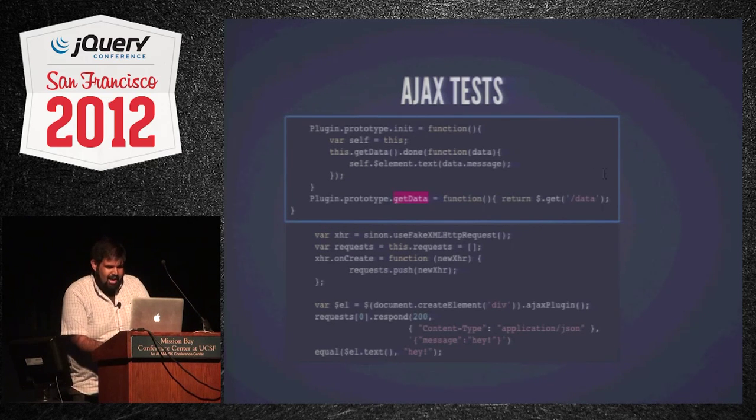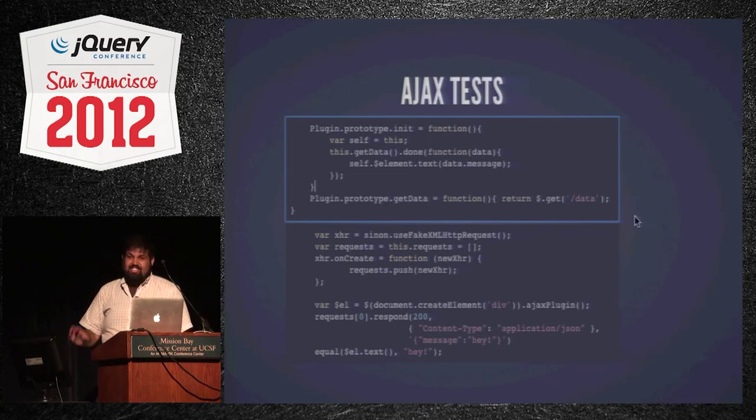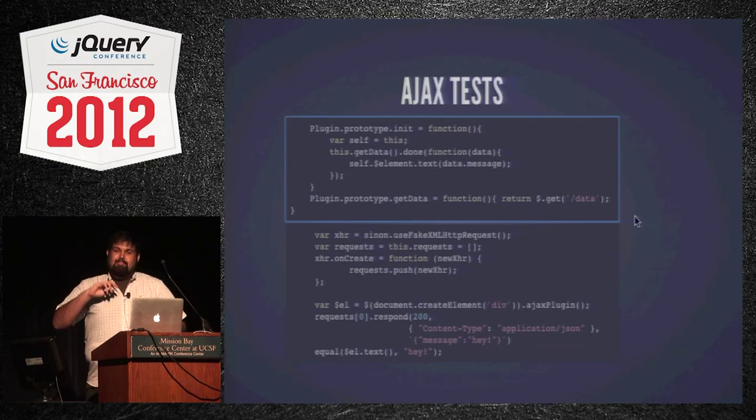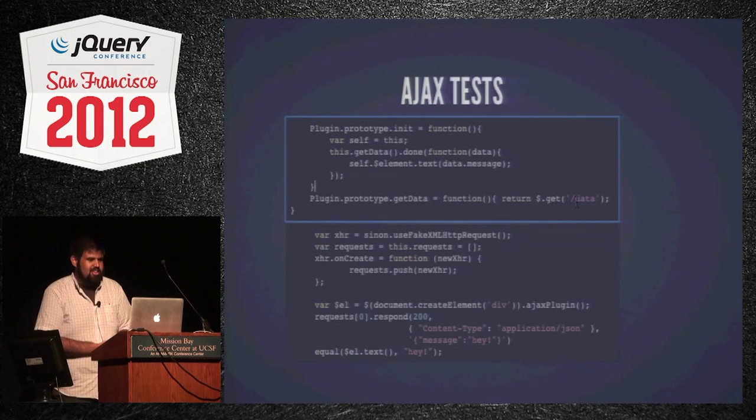So I have a very quick example of a plugin here that doesn't do much except it makes an Ajax request to this URL data, and then when it returns, it sets the text of the element that the plugin was created on with the message property of the JSON data that was sent back.